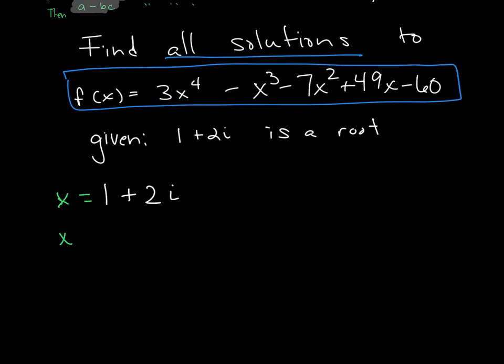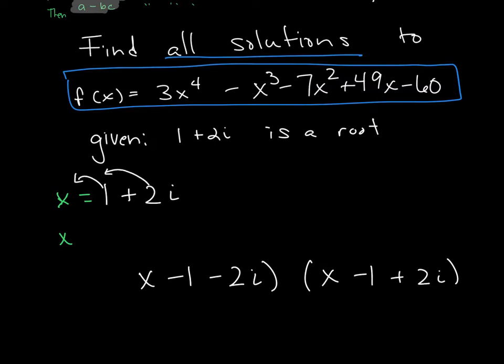Similar to if I have x is equal to 2, a root, and you bring that over, you get x minus 2, as part of one of the factors for this equation. I'm going to do the same thing here. And I'm going to make that x minus 1 minus 2i times x minus 1 plus 2i. Because again, what I'm doing with both of these is I'm moving them over to the other side of the equation so I can go ahead and use them as a factor.